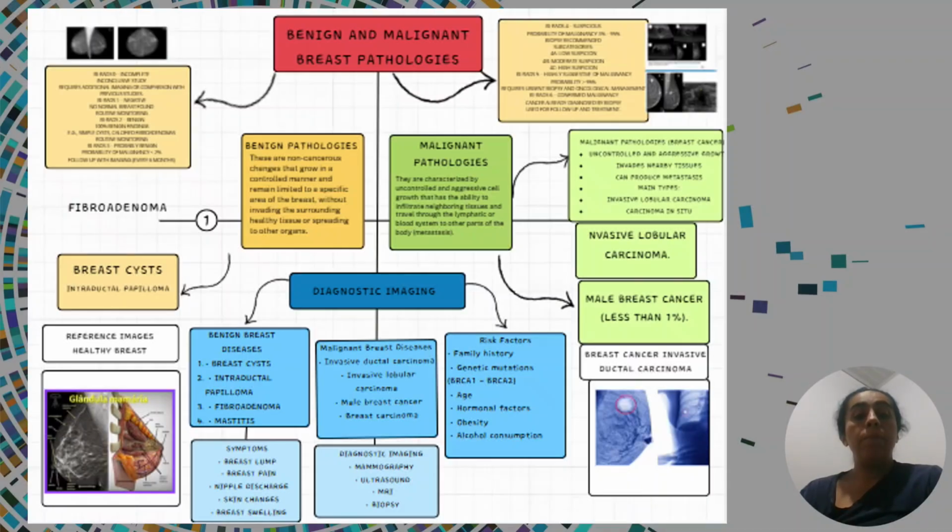Now I will explain the BI-RADS category 1. BI-RADS stands for Breast Imaging Reporting and Data System. It is a classification system used by radiologists to report the results of breast imaging studies. BI-RADS category 1 means a negative result. This means the breast appears normal and no abnormal findings are detected in the imaging study.